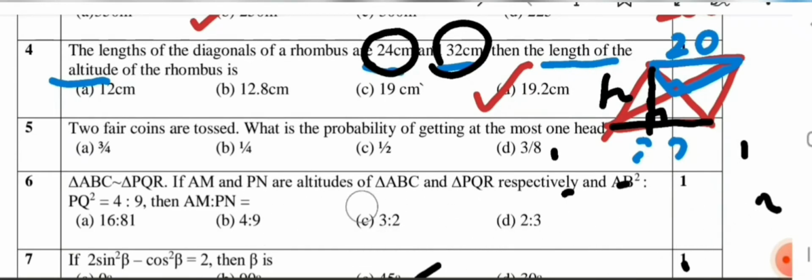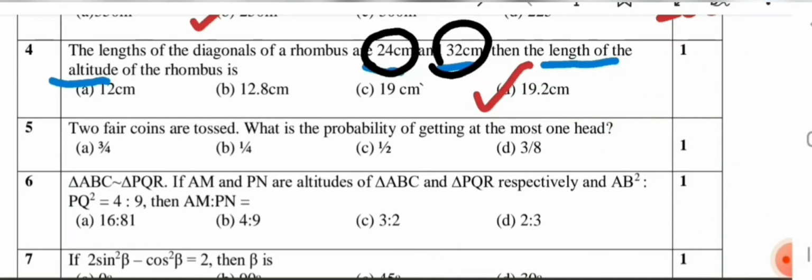Next question is, two fair coins are tossed. Now this is a question from probability. Two coins are tossed. What is the probability of getting at most one head? Now we need to understand the meaning of this term. At most one head means maximum we can have one head. We shouldn't have more than one head. We can have one head, or we can even have no head.